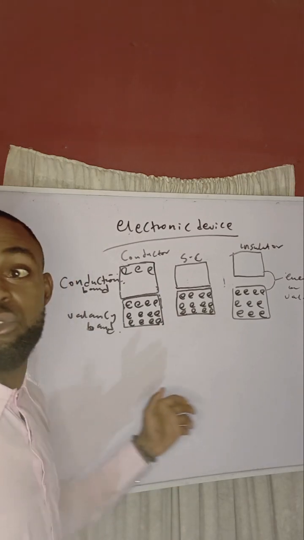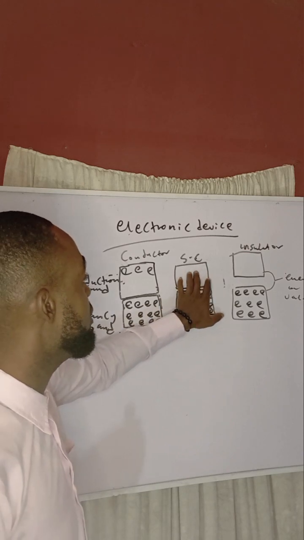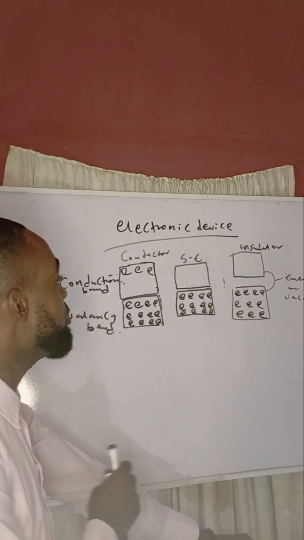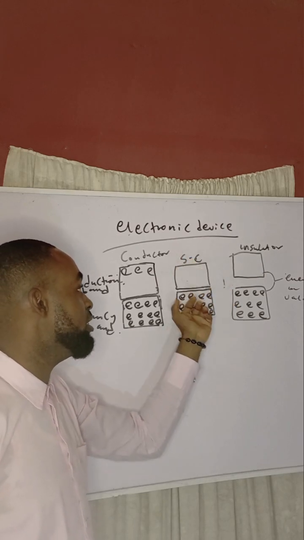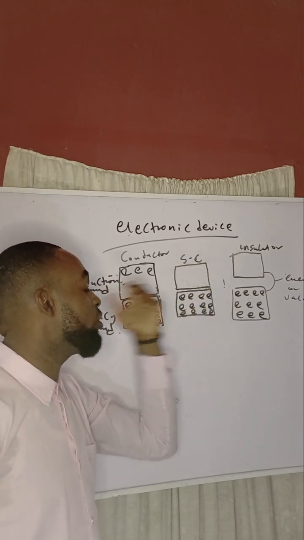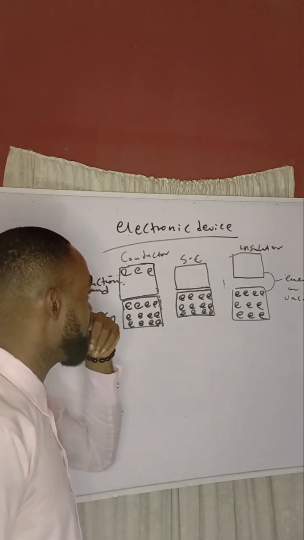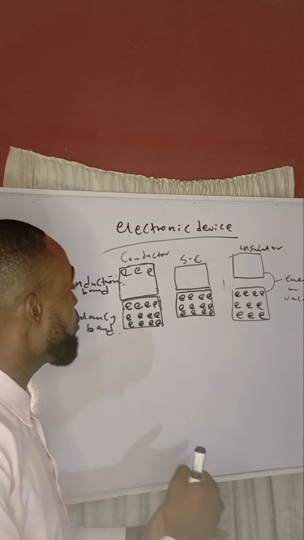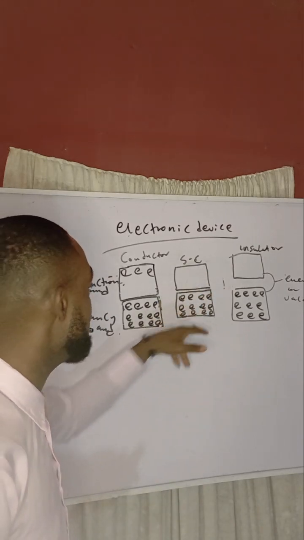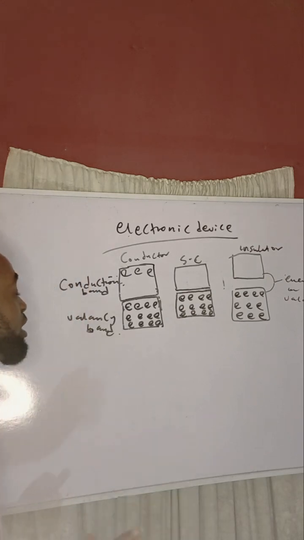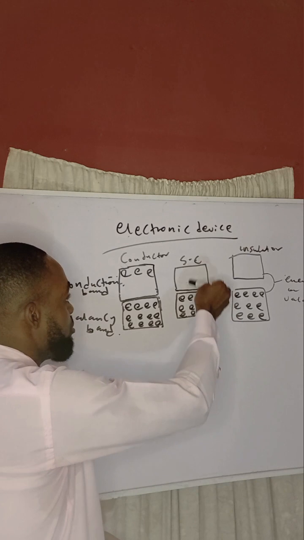Then we now move to the semiconductor. In the semiconductor, there is a small gap between the valency band and the conduction band. And you see that electrons cannot jump easily from here to here.